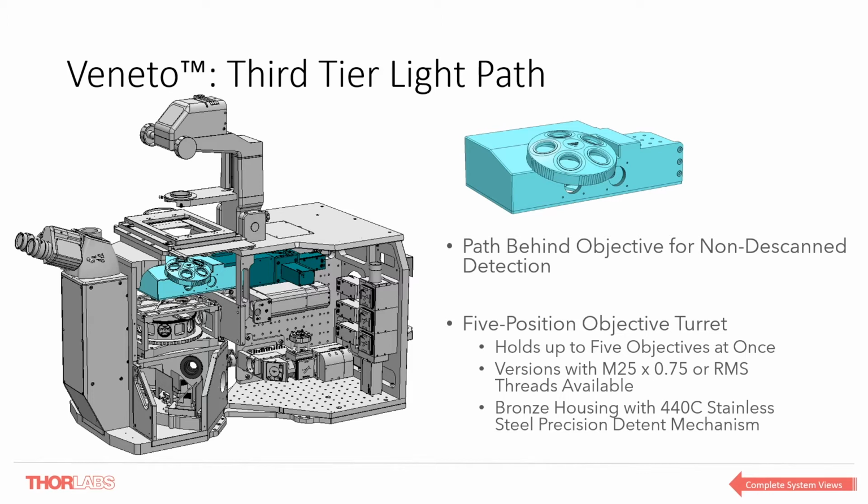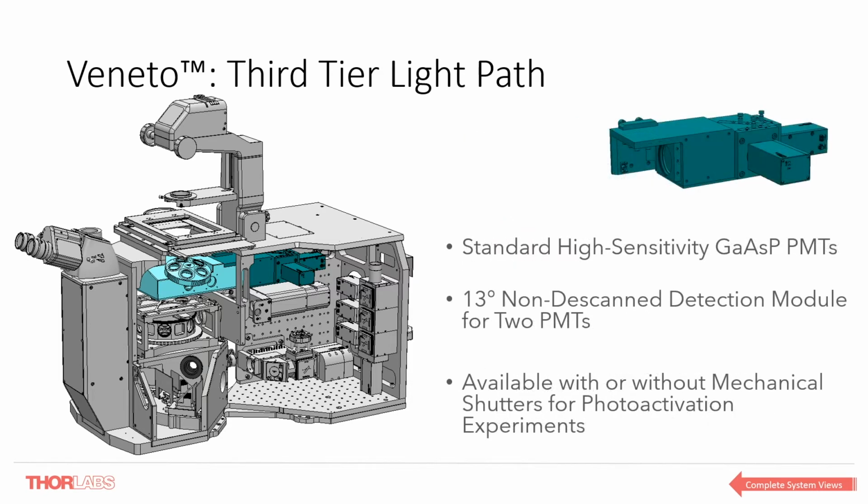Attached to the back of the objective module is the non-descan detector module. This is used for collecting the emission signal from multiphoton excitation. It collects light at an angle of 13 degrees, which is essential for ultrasensitive detection deep from within thick samples. The module has 2 gas PMT modules and accepts a standard dichroic and emission filters, both of which are on magnetic mounts and can be easily changed by the user.